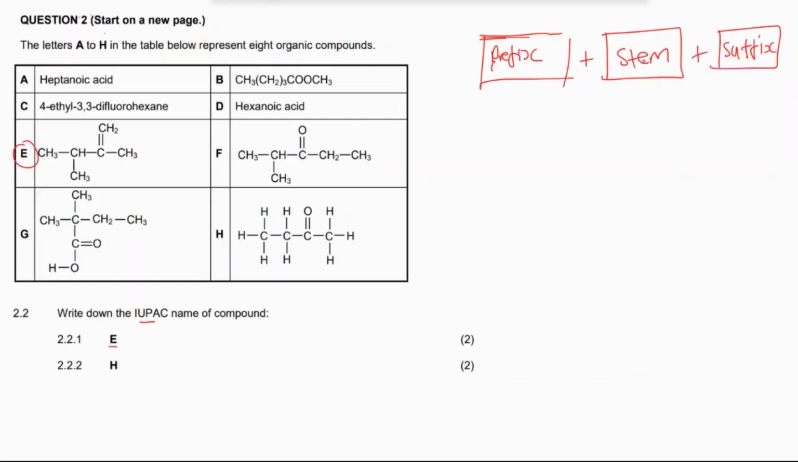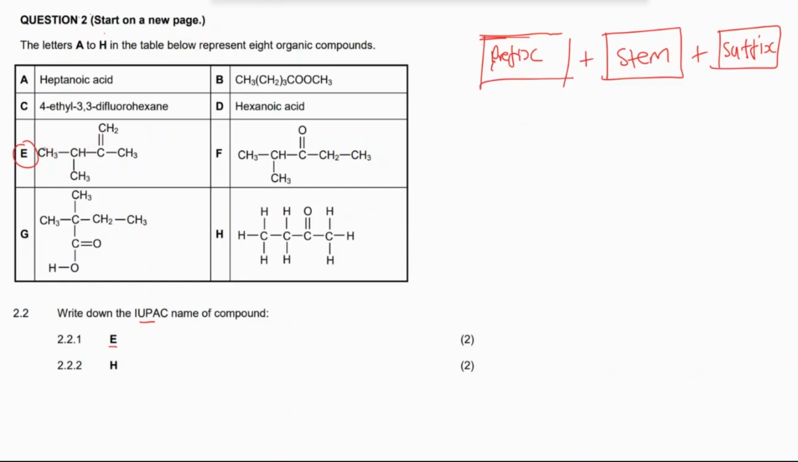The stem is coming from the number of carbon atoms. Remember that one carbon is meth, two carbons eth, three carbons prop, four carbons but, like that. And then the prefix will come from the position of the substituents. We'll talk about that. And then the suffix is coming from the functional group. So let's look at compound E. We have to count the carbon atoms, and we have to include the ones that have the functional group.